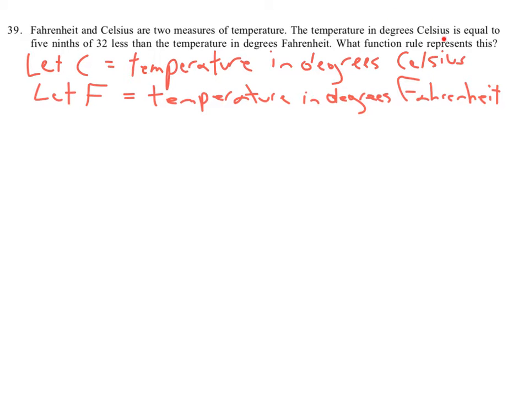Reading this, it says the temperature in degrees Celsius, or C, is equal to 5/9 of whatever we get when we do 32 less than Fahrenheit. So here's the temperature in Fahrenheit. We need to go 32 less than that. Then after we do that, we take 5/9 of that amount. 5/9 of this, 32 less than the temperature in Fahrenheit. Okay, what function rule represents it? That is the function rule that represents it.